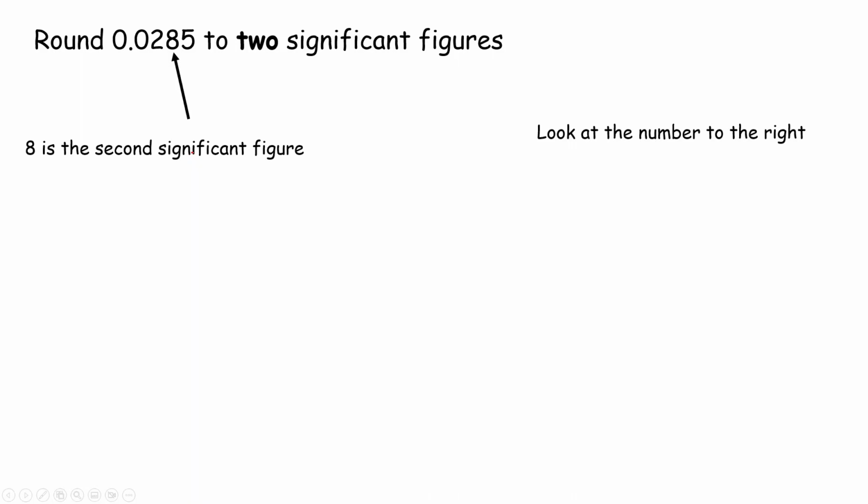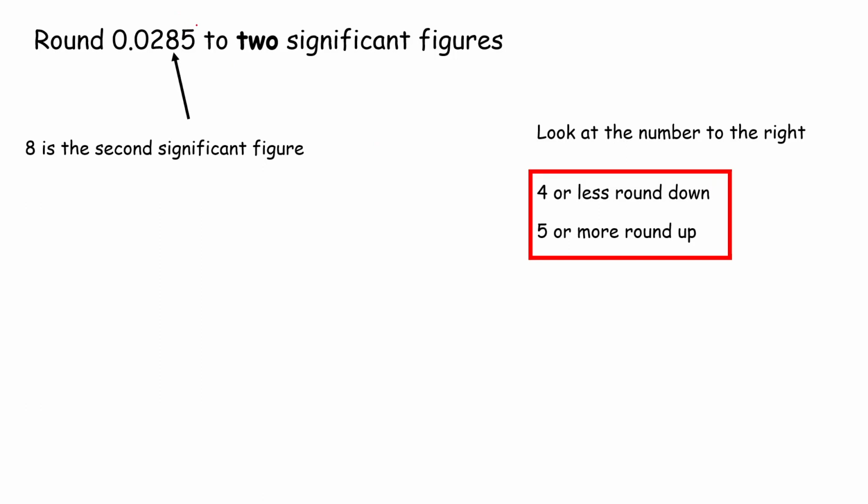Look at the number to the right, as always. Because that is 5 or more, you round this 8 up, and rounding up means it becomes a 9. So it's going to go to 0.029, and you replace the number afterwards with a 0.